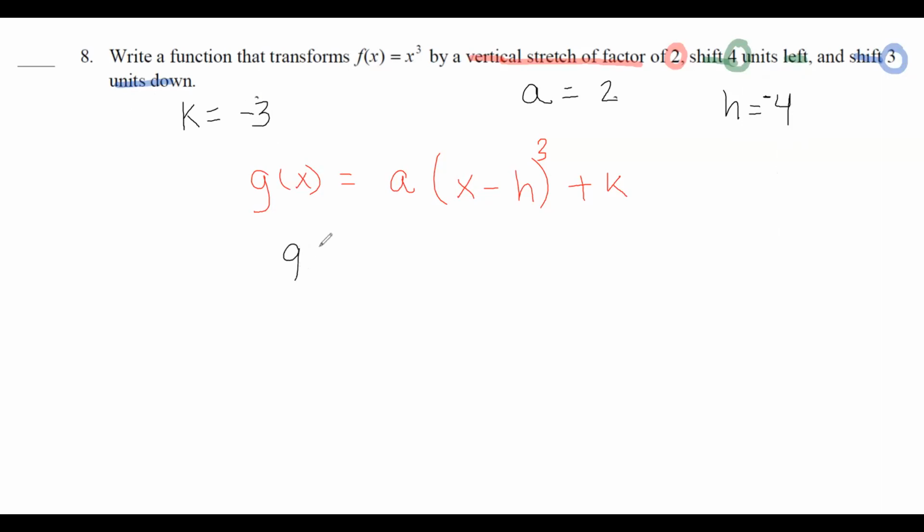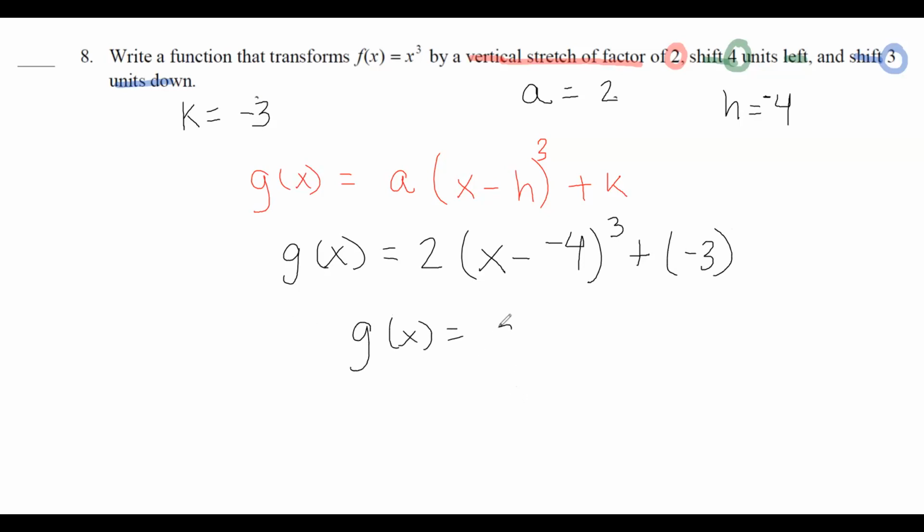So let's go ahead and substitute our values. g of x equals 2(x minus negative 4) to the power of 3 plus k. k is what? Negative 3. All right, let's go ahead and simplify. g of x equals 2. Negative and negative give me positive, (x + 4) to the power of 3 minus 3.